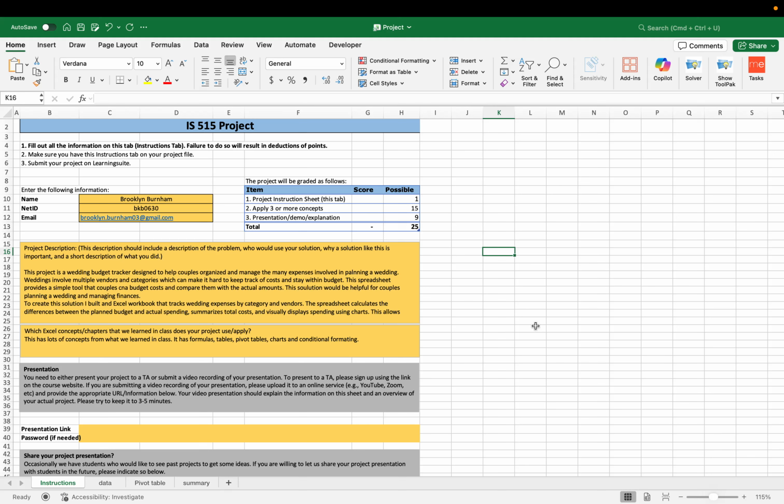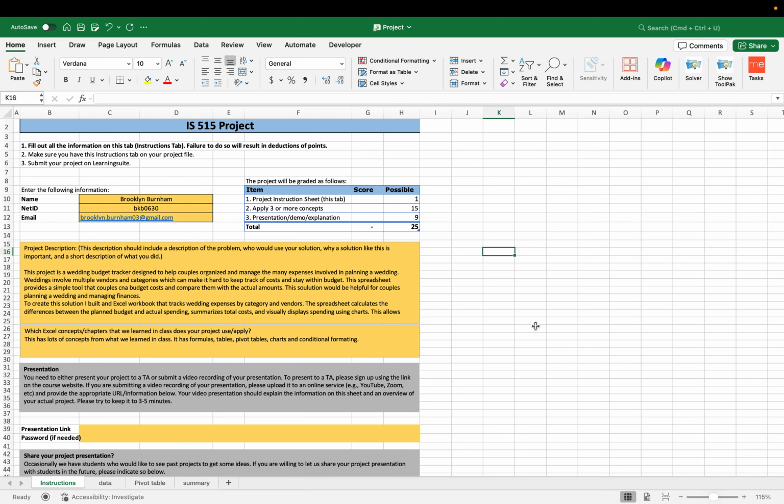Hi, my name is Brooklyn, and for my project, I decided to do a wedding budget tracker, which is designed to help couples organize the expenses involved in planning a wedding. There's so many things that need to be done in a wedding, and sometimes it's hard to keep track of things and stay within the budget.